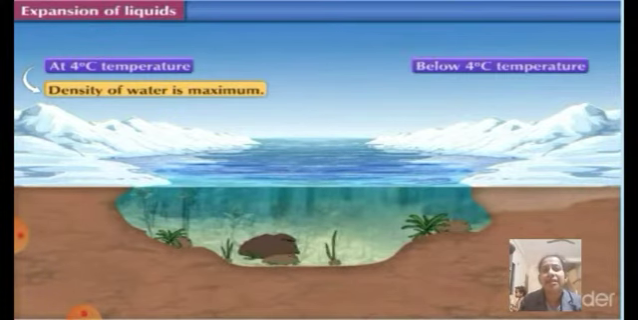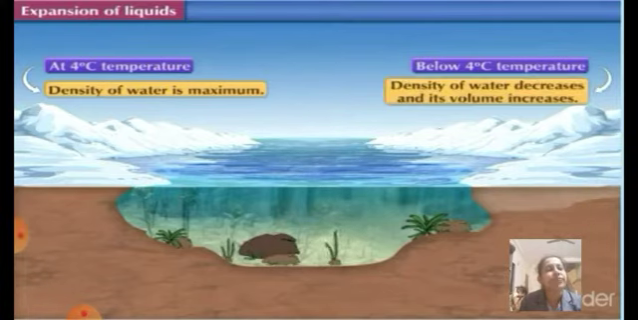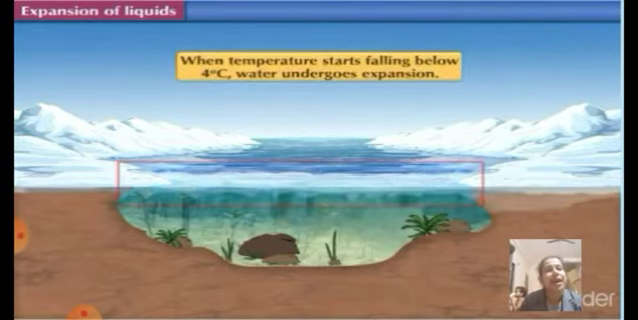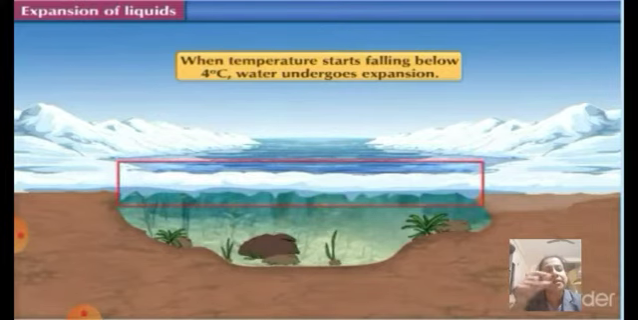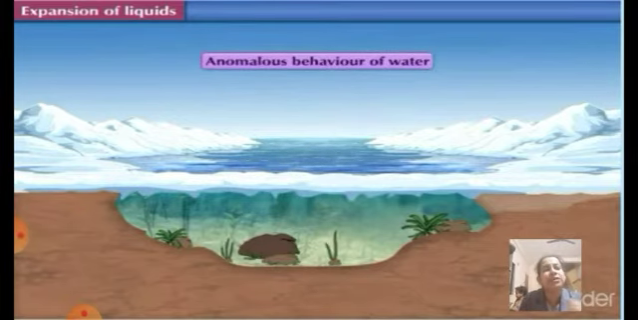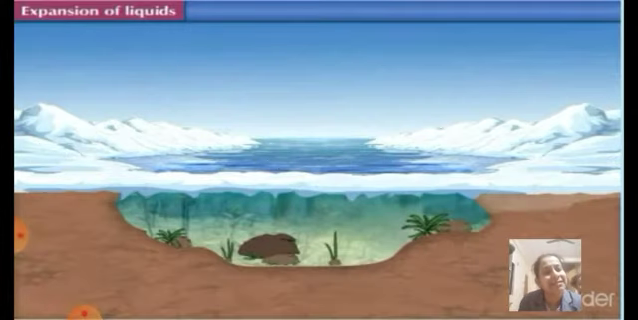Below 4 degrees Celsius, as the temperature keeps falling, the density of the water decreases and its volume increases instead of decreasing. When the temperature falls below 4 degrees Celsius, water undergoes expansion, and you can see a layer of ice which is formed. Fine. So this is called the anomalous behavior of water. Anomalous behavior means a strange behavior which is not shown by any other liquid.